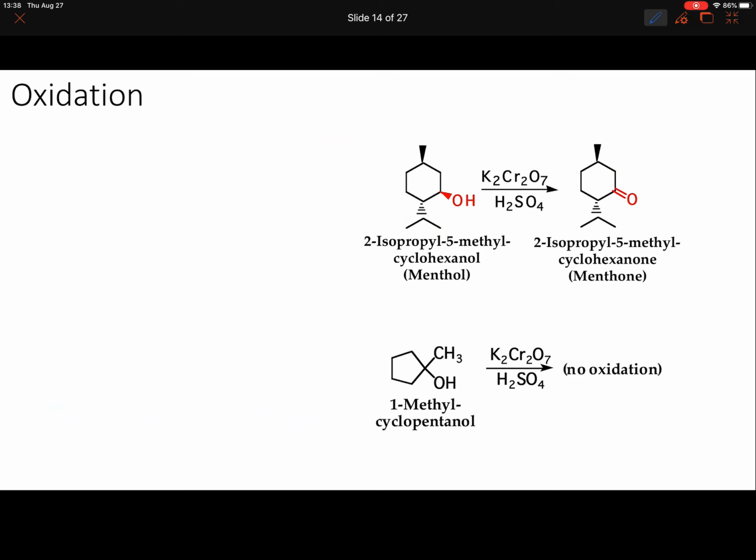So here is another example of a ketone. Again, this carbon right here that the OH is attached to only has an H on it. And so in this oxidation reaction, that H is being removed, and that bond forms a double bond with the oxygen. And yeah, we get a ketone.